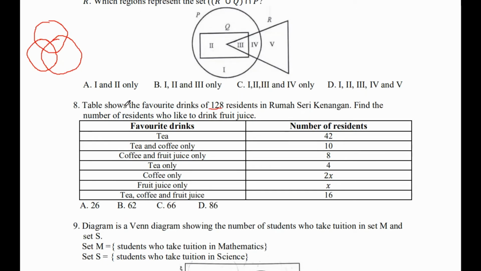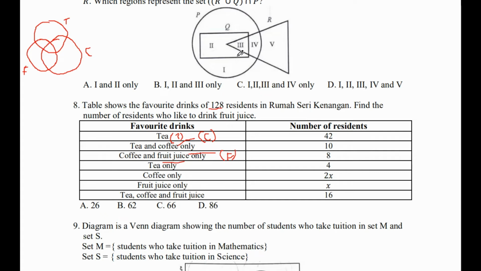Number 8. Table shows the favorite drinks of 128 residents in Rumah Seri Kenangan. Find the number of residents who like to drink fruit juice. For this kind of question, I have tea, coffee, and fruit juice. So first, I let tea as capital letter T, coffee as capital letter C, and fruit juice as capital letter F. So I draw a Venn diagram here. T, C, and F.